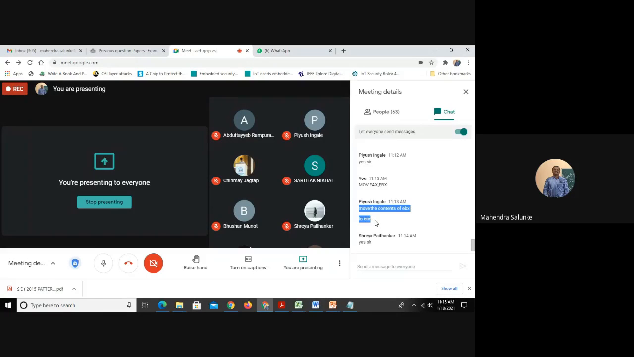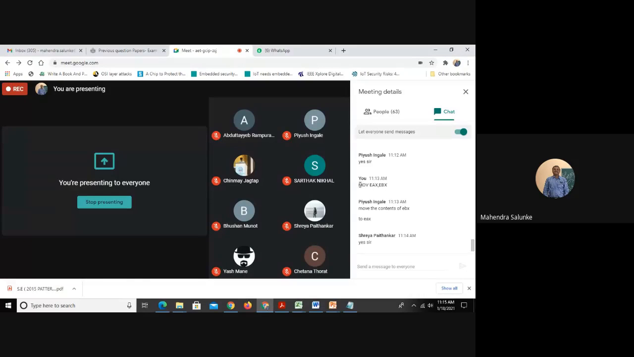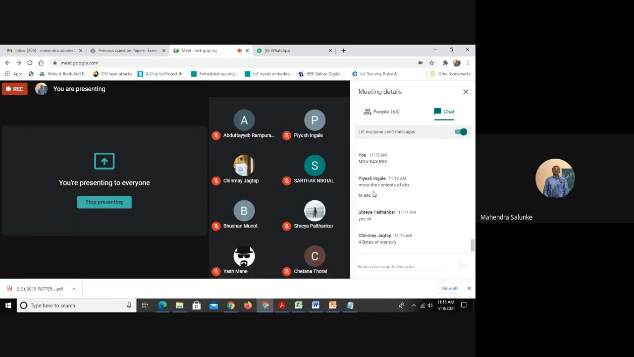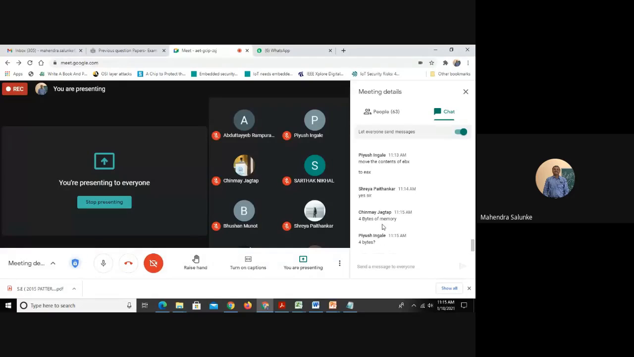The explanation of the instruction is given by Piyush, right? Move the content of EBX to EAX. But how much data is it moving? That is my question. The instruction is given here, right? Now, to give this answer, what basic understanding do we need? Okay, 4 bytes are there, but off memory is not correct, right? It is correct that it is 4 bytes, but off memory is not correct. Why? Because when you just read the instruction, both operands are registers. So from one register to another register, it is moving.